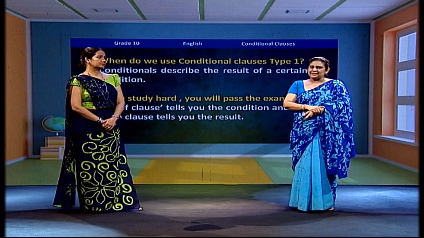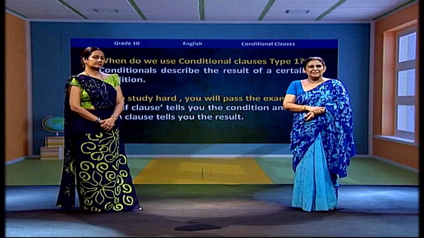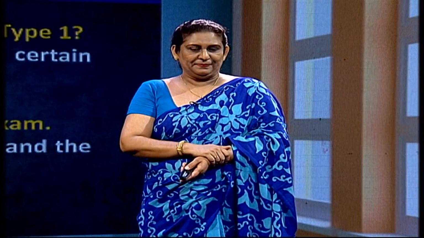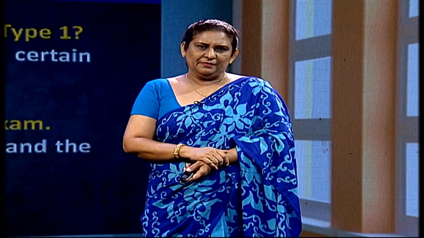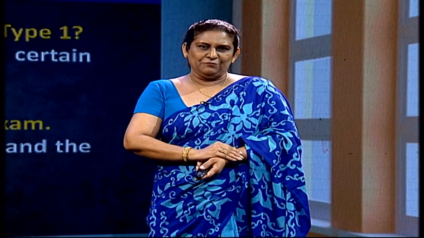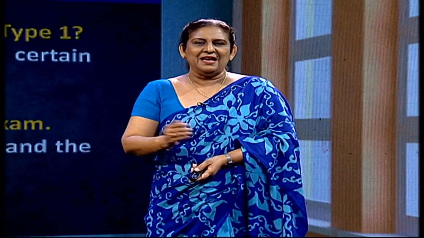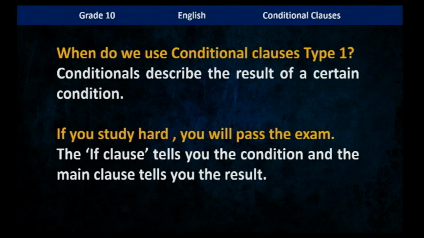Right. Now let us discuss when we are going to use if type 1. Normally it is used for something which is possible to happen. If one condition is fulfilled, the action, the result, may happen. Conditionals describe the result of a certain condition. The if clause tells you the condition and the main clause tells you the result.